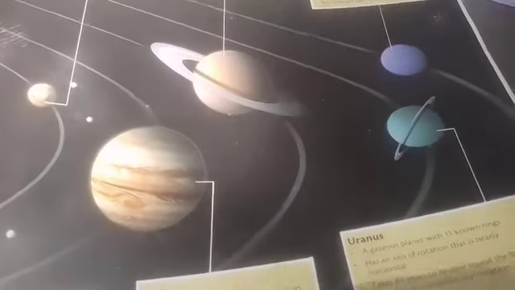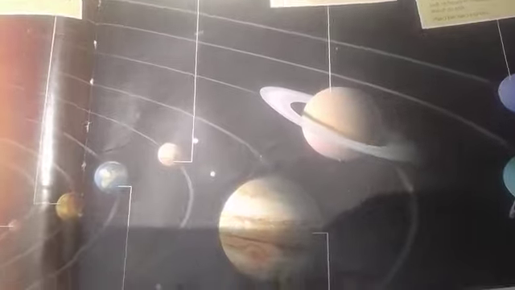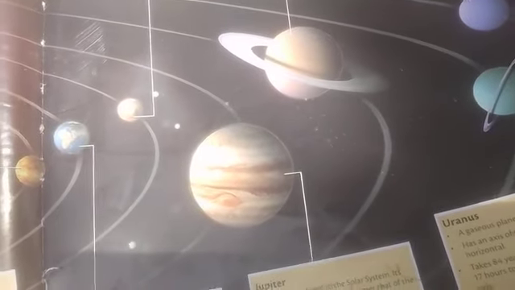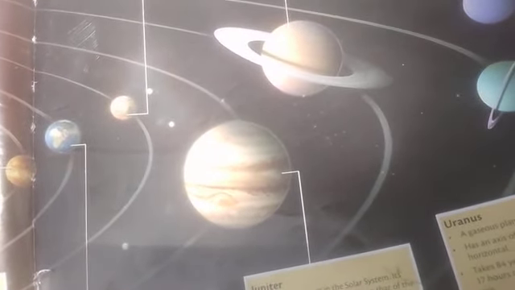Examples of outer planets: Neptune, we have Uranus, we have Saturn. We can also be asked to give examples of dwarf planets. For example, we have Ceres, Eris, Makemake, Haumea, and Pluto.